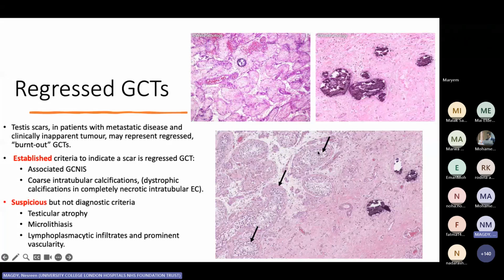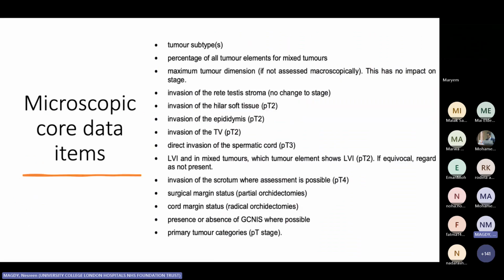This is the most diagnostic criterion: the presence of germ cell neoplasia in situ in the background testis, and the presence of coarse intratubular calcification, which represents dystrophic calcification in completely necrotic intratubular embryonal carcinoma. Some features are suspicious but not diagnostic criteria, like the presence of atrophic testis in the background, microlithiasis, lymphoplasmacytic infiltrate, and prominence of vascularity in the scar tissue.